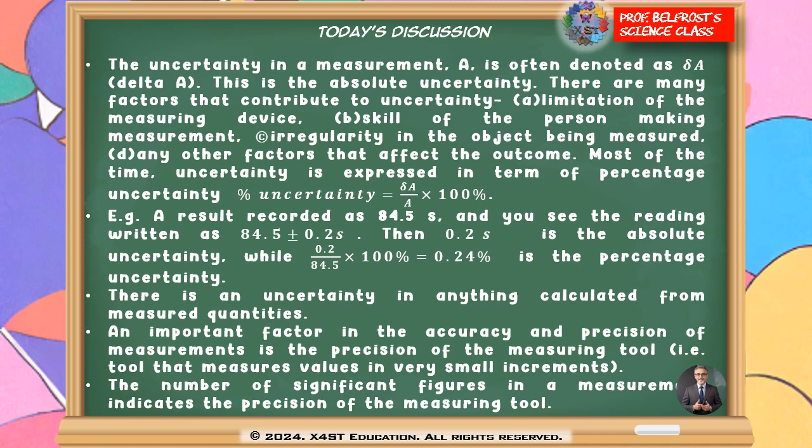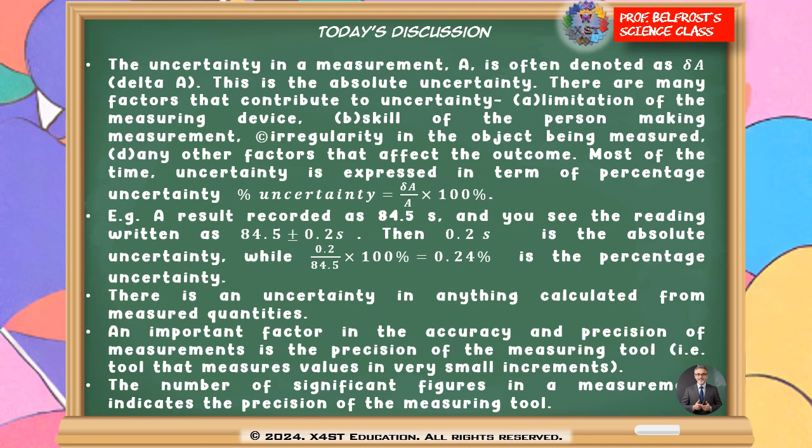So, go to the example. A result recorded as 84.5 seconds, and the reading is reported as 84.5 plus or minus 0.2 seconds. Then the 0.2 seconds is the absolute uncertainty, while 0.2 over 84.5 times 100% equals 0.24% is the percentage uncertainty. So there is always an uncertainty in anything we calculate from measured quantities.